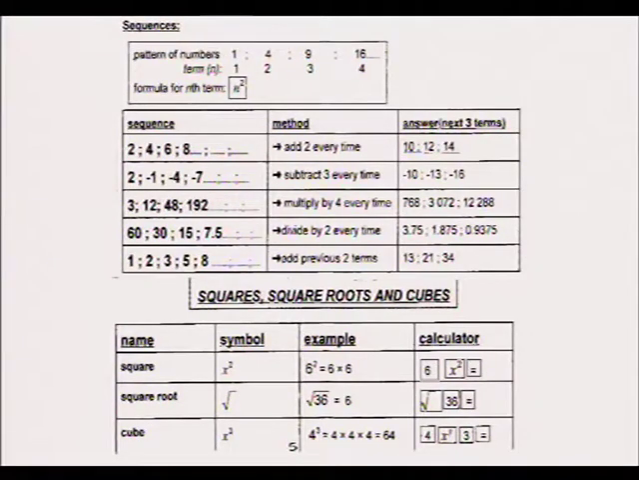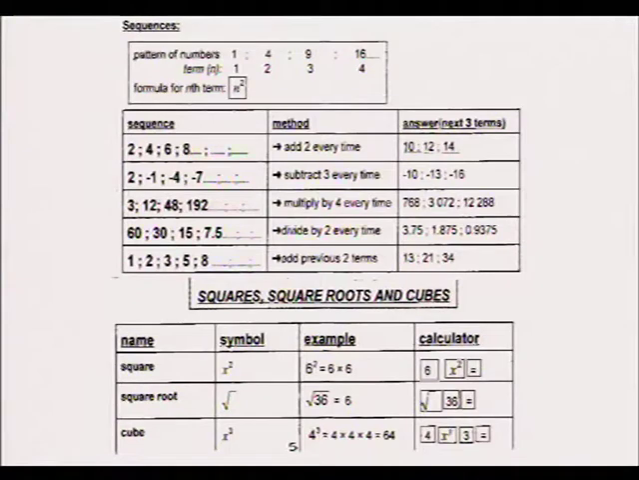2, 4, 6, 8. Every time we add 2. Then we have 2, then we go back to minus 1, to minus 4, to minus 7. So we subtract 3 every time. So we can answer and fill in the next 3 terms.